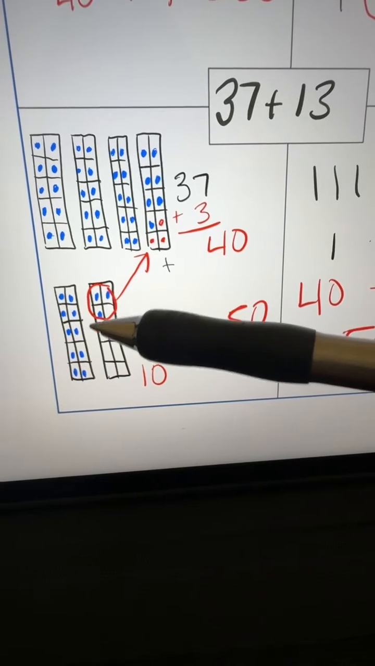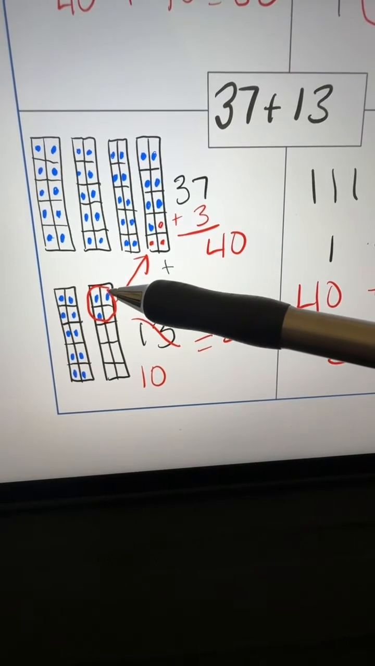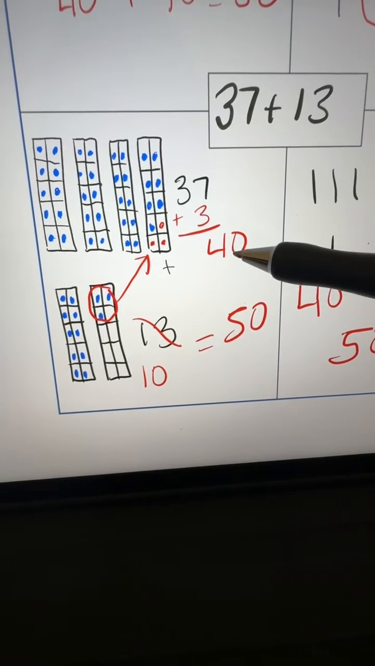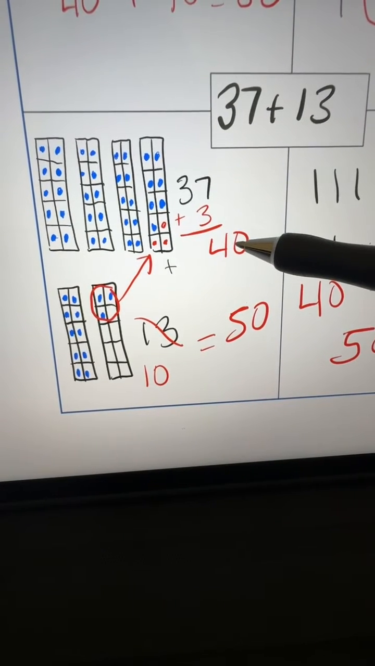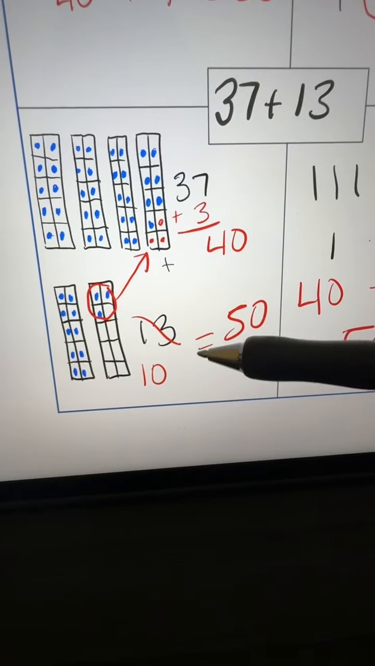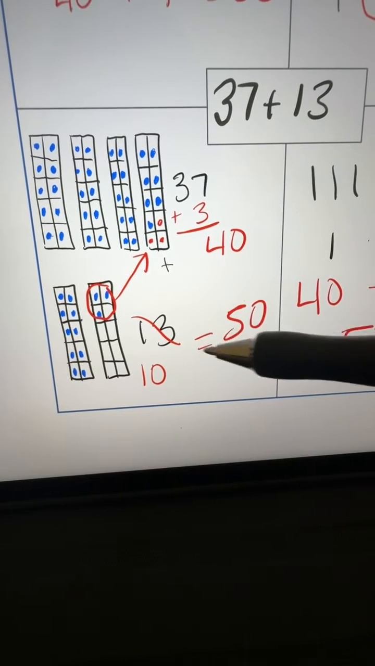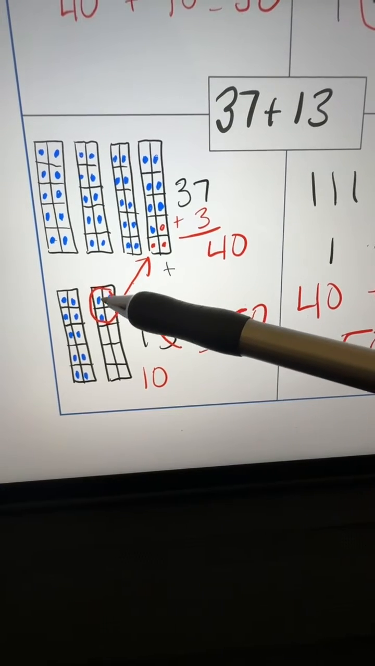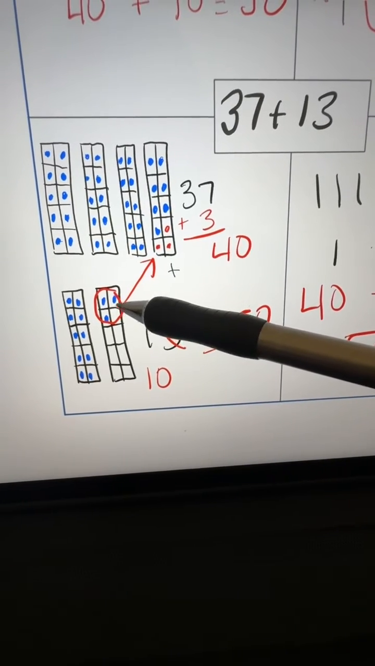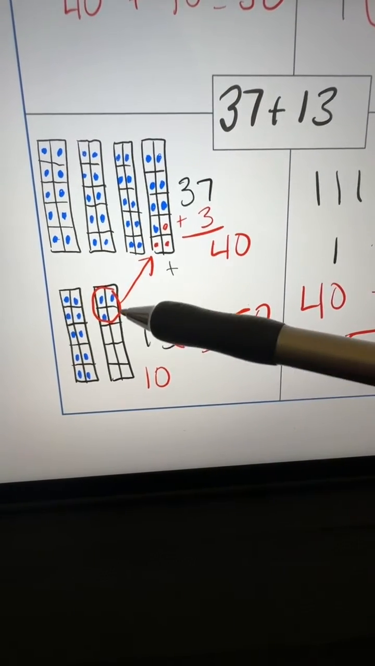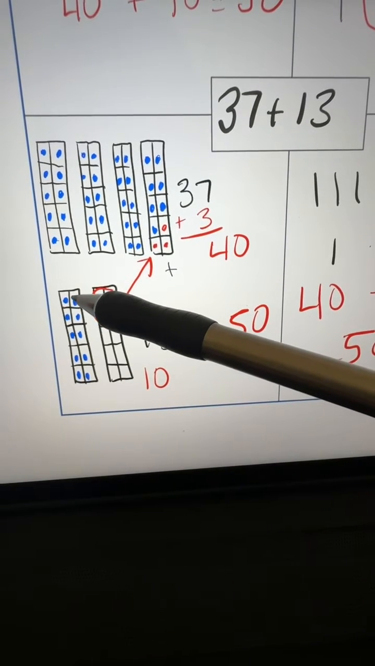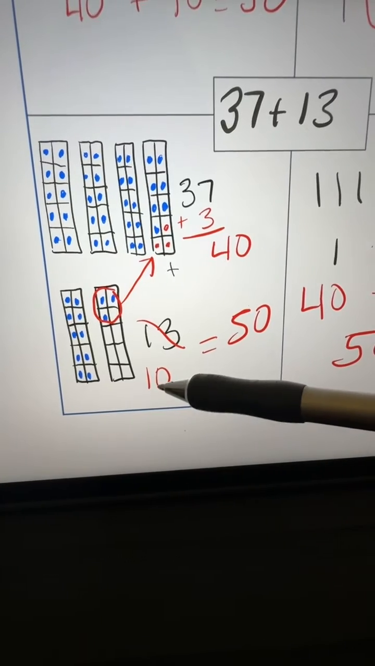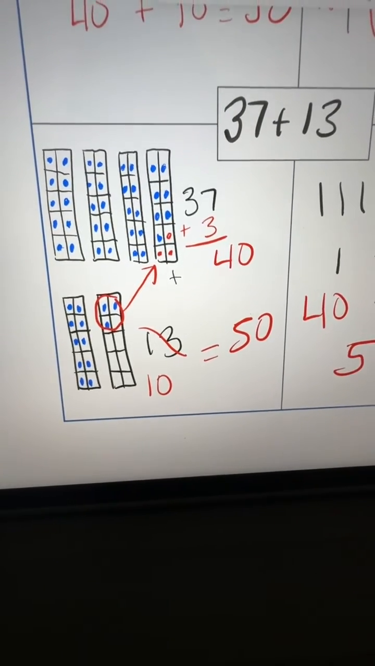And then I would suggest that the student move 3 dots up here to the 37 to make it a 40, which would be easier for the student to learn. And then they would, of course, take away the 3 from this number, move it up here, make that the 40. And so they would be left with 10 here. So then they would have 40 plus 10 would be equal 50.